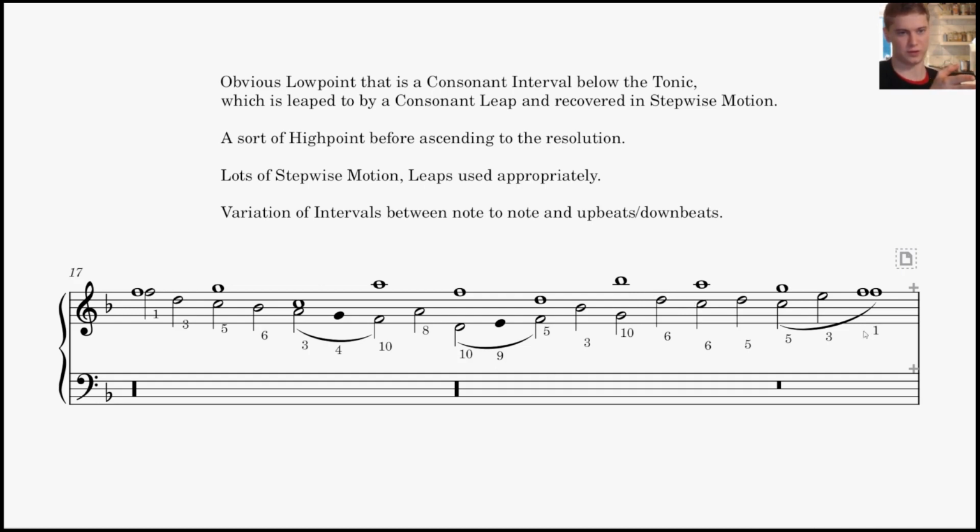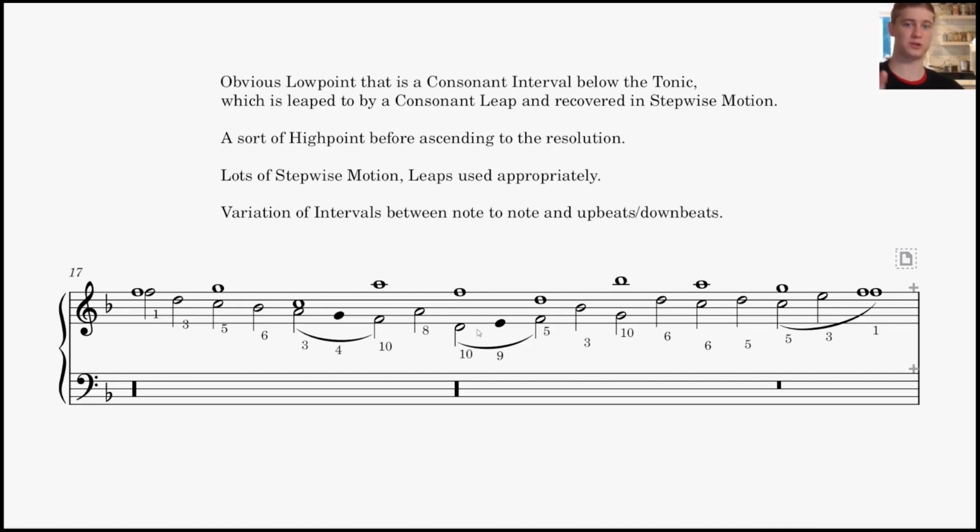So in all, if we look at the whole thing, there's a lot of stepwise motion throughout it. There also is a good amount of leaps, but as you can see, there's stepwise motion and leaps right next to each other. There's not just a bunch of stepwise motion in the beginning and end, and then a bunch of leaps in the middle or something. There's a bunch of stepwise motion and leaps throughout the whole thing.